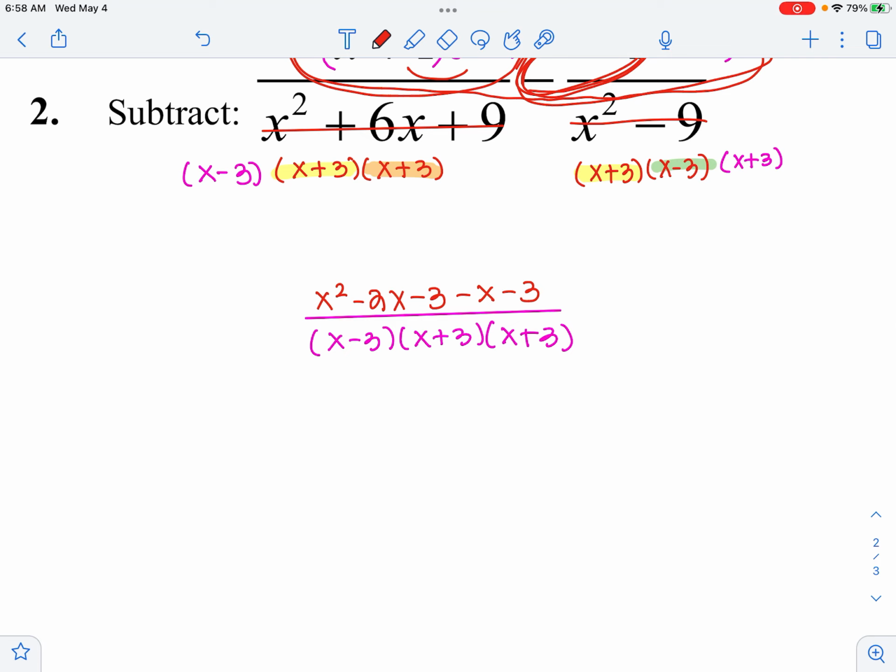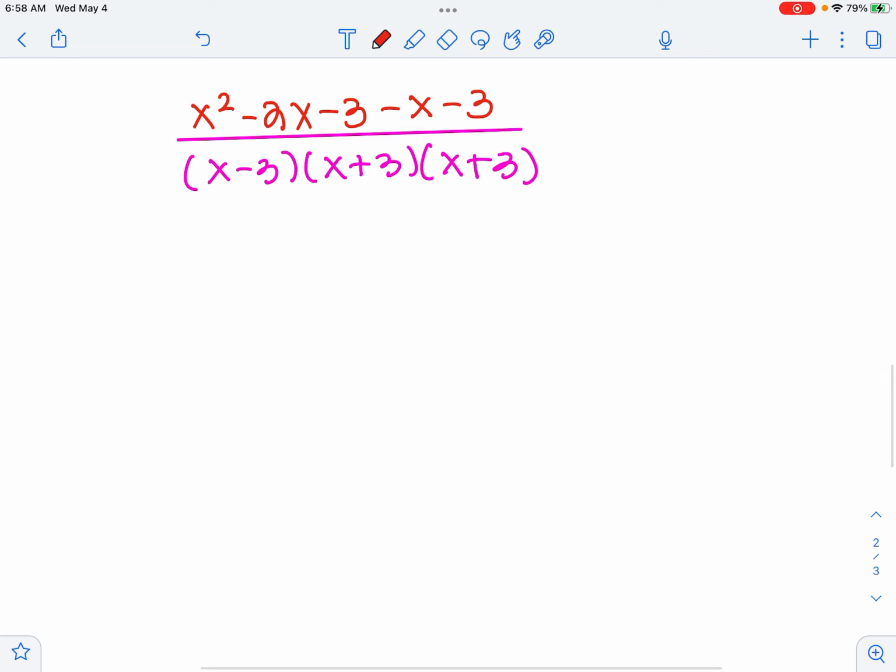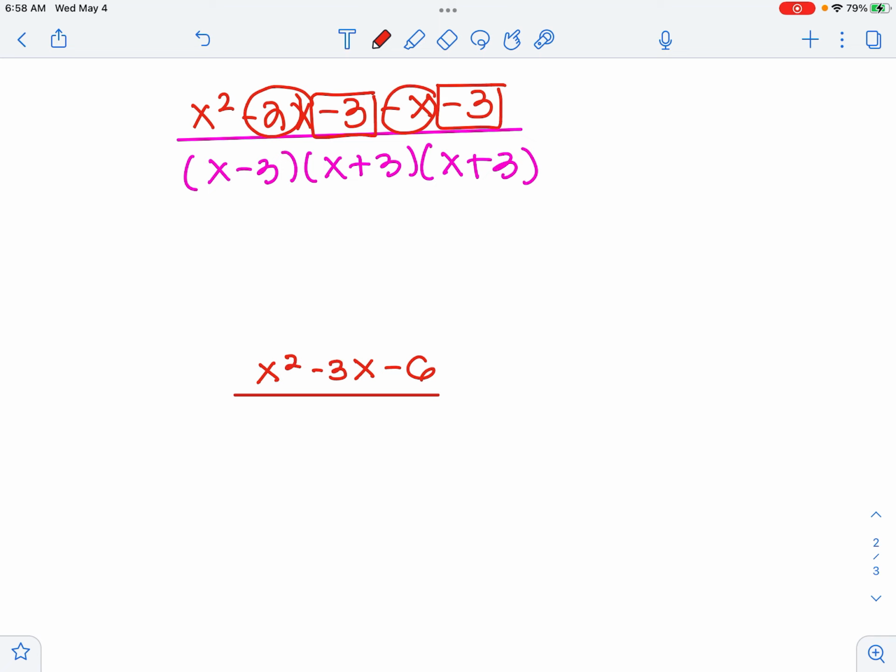All right, the next thing that you can do is clean up your numerator. So I'm going to combine like terms. I'm going to write it in standard form also, so I'm going to start with my square. I have an x squared. And then I have a negative 2x. And I have a negative x, which is negative 3x. I have a negative 3 and a negative 3, which is negative 6. And that's all over x minus 3 times x plus 3 times x plus 3.